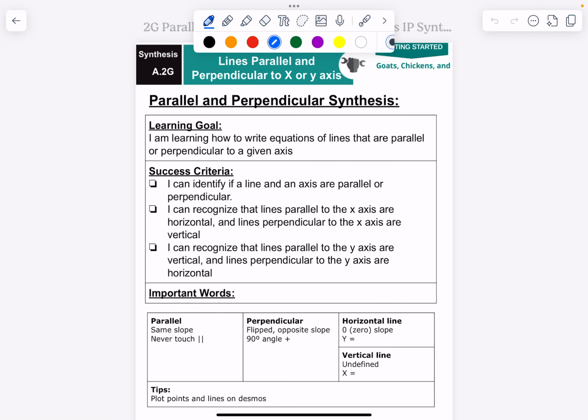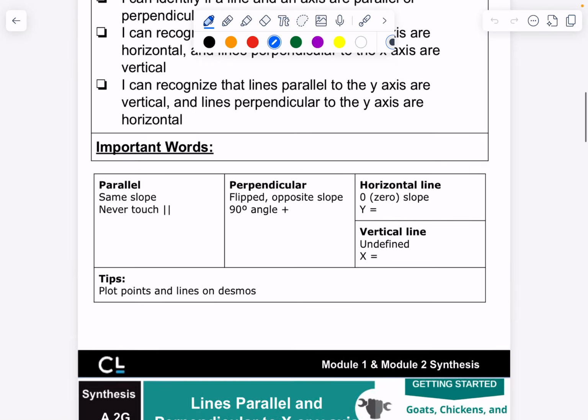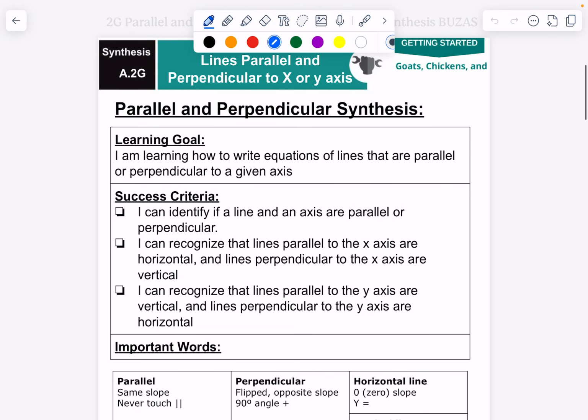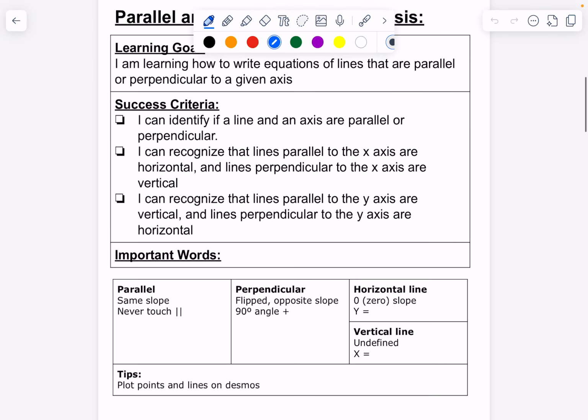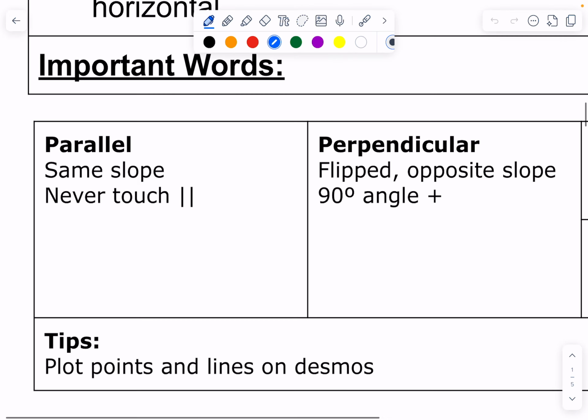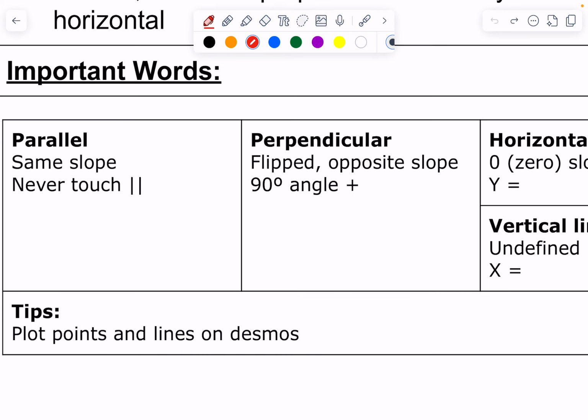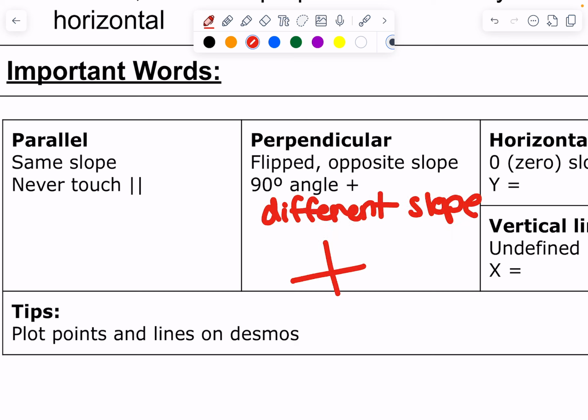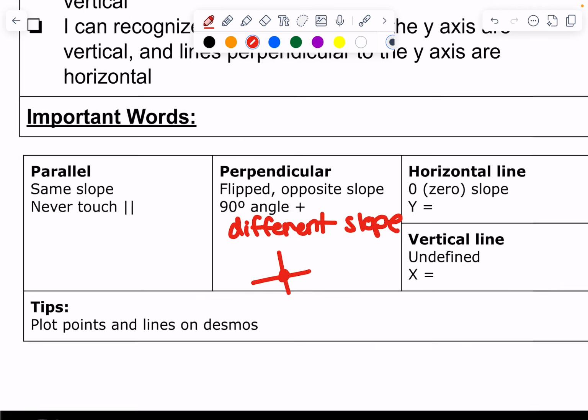All right, so today we are going to be talking about parallel and perpendicular, but to the x and y axis, okay? Remember, parallel never touch and has the same slope. Perpendicular is different slope, and that they touch. They're going to touch at a 90-degree angle, okay?